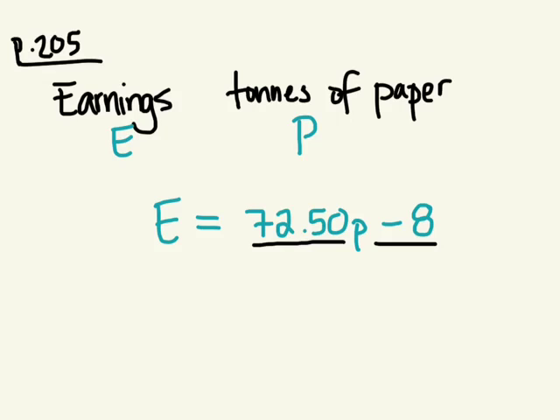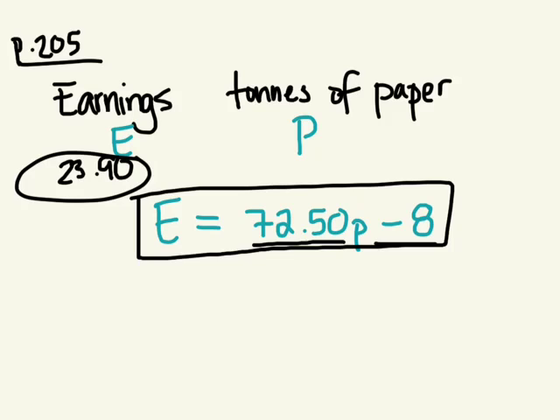In this question, we're told that she had $23.90 earnings on her first trip. So where would I replace that information? We're told that her earnings for the first trip is $23.90. So can I plug that into my equation? Replacing E with this information because we're told that her earnings are $23.90.